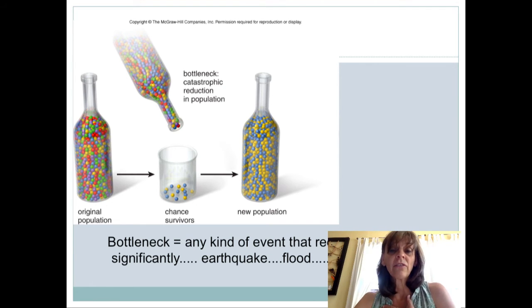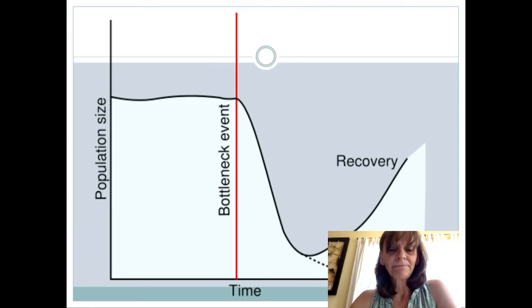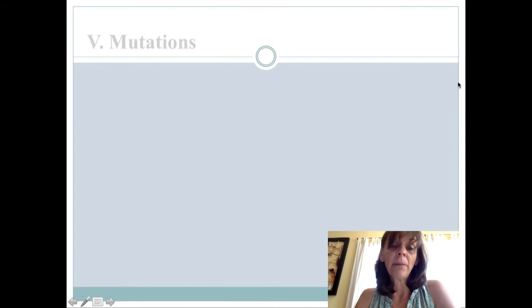That could be earthquakes, floods, disease, volcanic eruption, meteorite, etc. So if you have a population size that goes through a catastrophic drop, they can either go extinct, which happens sometimes, or if they recover, that small group that survived dominates the recovery population.